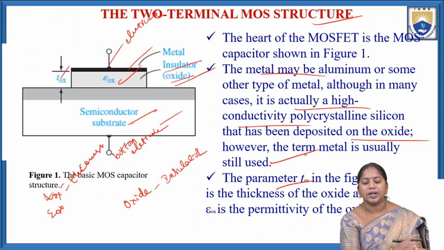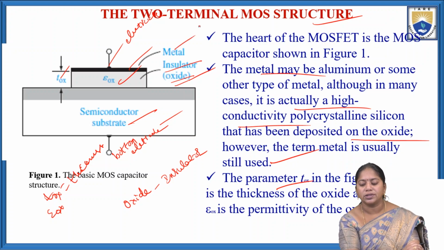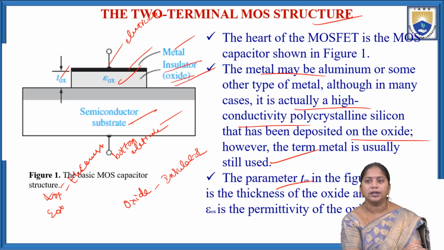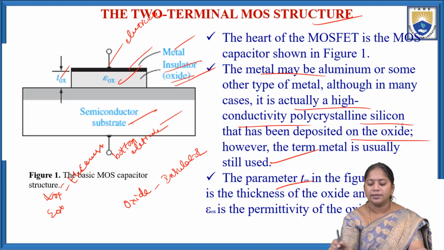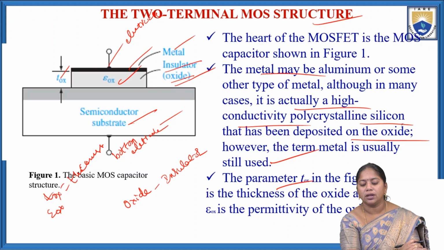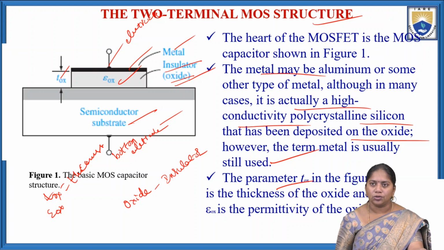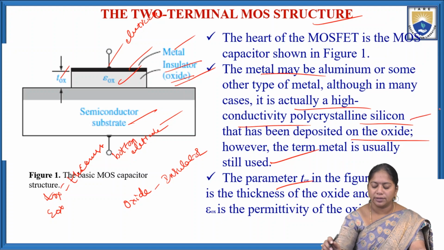So here, in the place of metal, we can use aluminum. Aluminum or some other type of metals can be used to deposit the metal. It is actually high conductivity polycrystalline silicon that has been deposited on the oxide layer. However, the term metal is usually used. So that is the polycrystalline silicon.